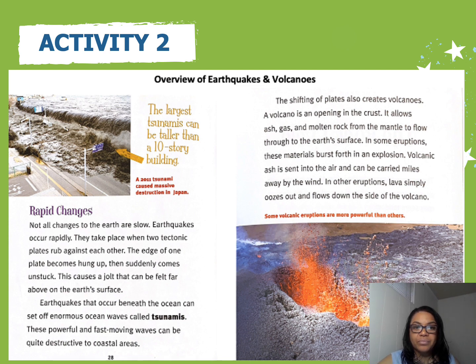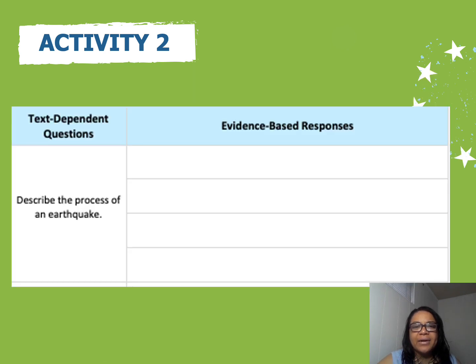Okay. So the text is saying that an earthquake takes place quickly. Two tectonic plates rub against each other, and one edge might get stuck. If they suddenly get unstuck, that can be a huge jolt in the earth. I've got it. So let me write that down.